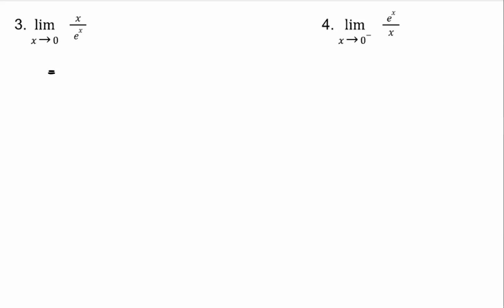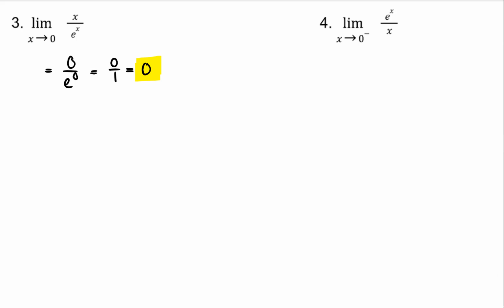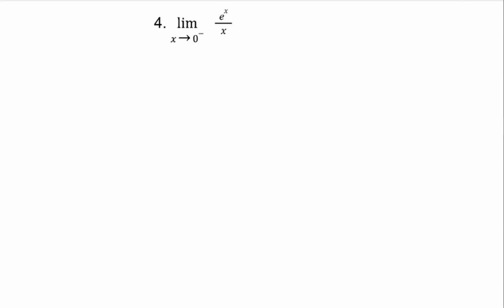Do you notice that for number 3, when you direct substitute, you do not get an indeterminate form? 0 over e to the 0 is 0 over 1, which is 0. For number 4, if I direct substitute 0, I'm going to get something that's undefined. But notice how this is a one-sided limit. I could actually plug in really tiny numbers that are to the left of 0 and see what this is approaching. Because I know that 0 is a vertical asymptote, the result for number 4's limit will be infinity or negative infinity. I'm going to begin by plugging in negative 1 over 10.